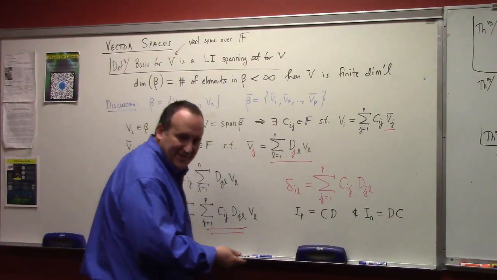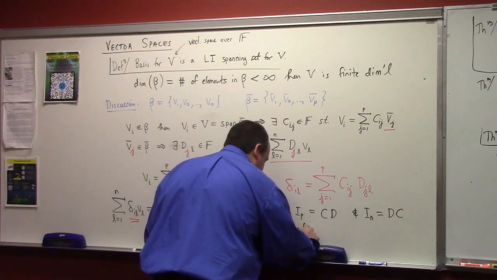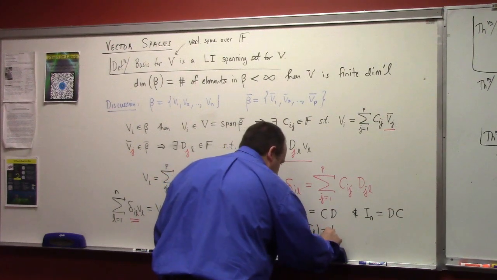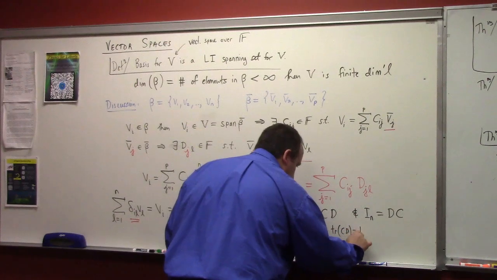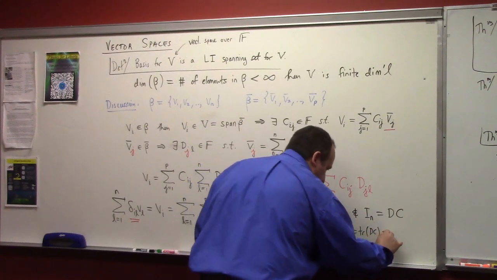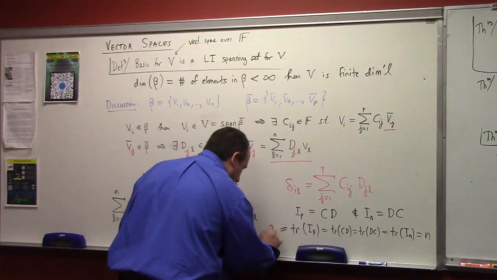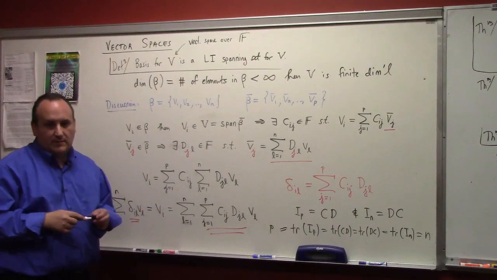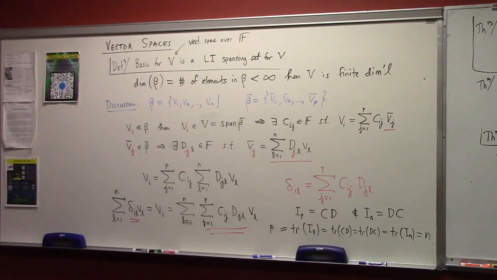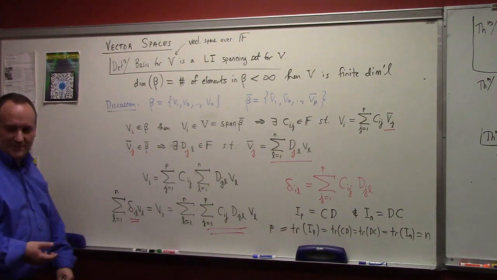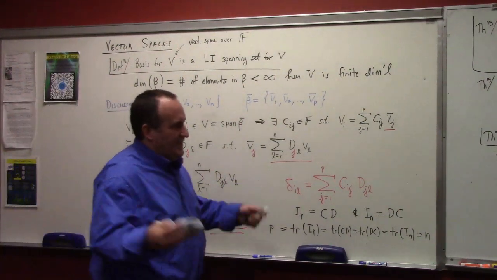But then we prove the trace is equal. So the trace of IP is equal to the trace of CD, which is equal to the trace of DC, which is equal to the trace of IN. So that's equal to n, and that's equal to P. And there you go. Dimension: if you have a linearly independent spanning set, the dimension has to be equal. And I was telling you last time there's other ways to prove this, but I'm fond of this way. It's very calculational.